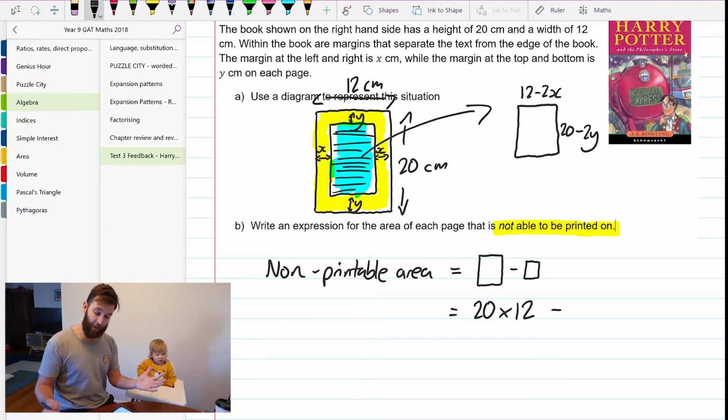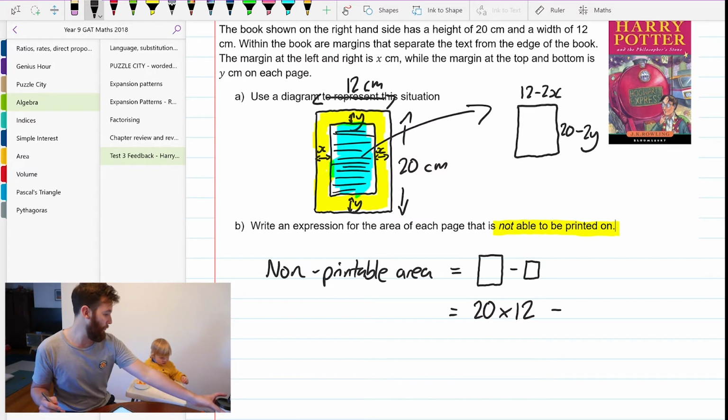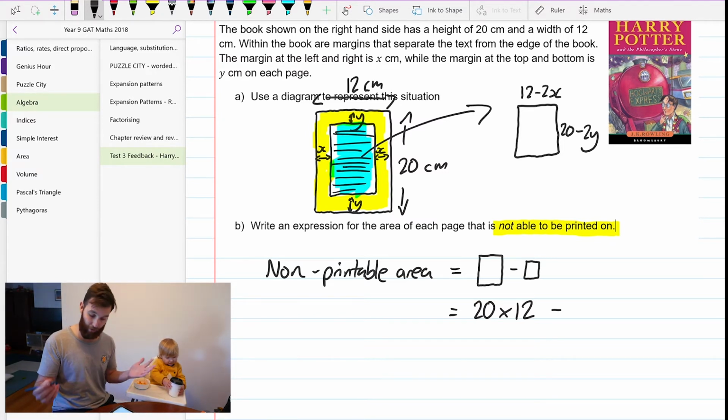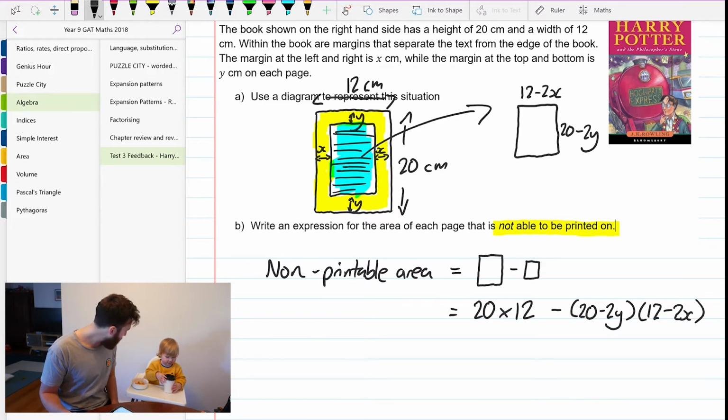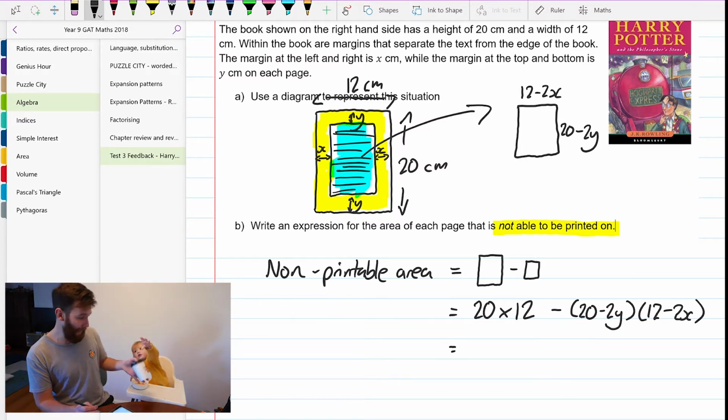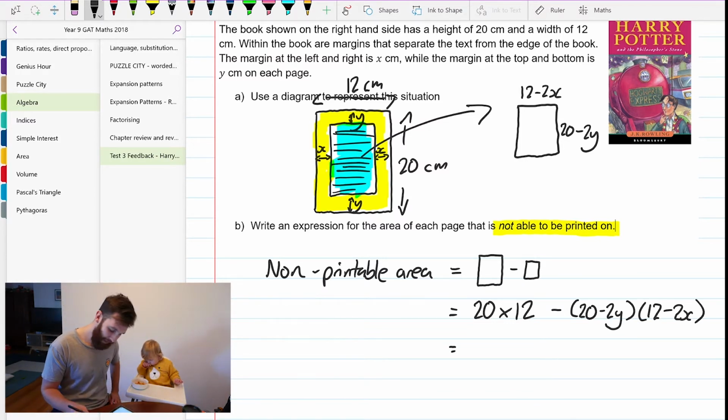Now, because it's area, when we multiply those two together, as in length times width, that will give us the area of that shape. So what we're going to have to do is put both of those into brackets. So length will be 20 minus 2y. That's our length, and our width is 12 minus 2x. Are you with me so far, mathematician Finn? Oh, great news. So now we can start simplifying and expanding that, and I'm working through.